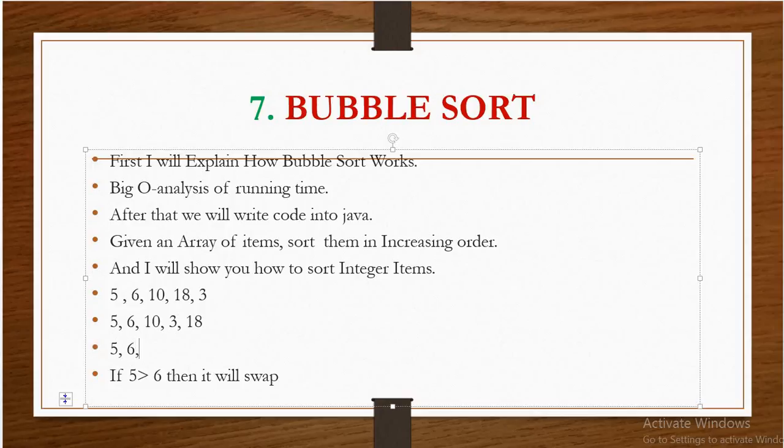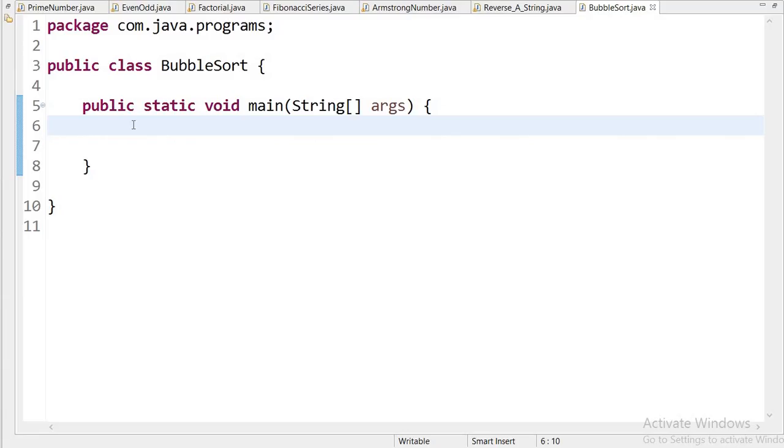6, 3 and 10 will be swapped. Now the last two integers are the biggest in our integer array, so no need to check them, and next it will check from 5 to 3 only. Now let us see how to write the code in Java. Here I have created one class. Here in my example I will use an array of integers.